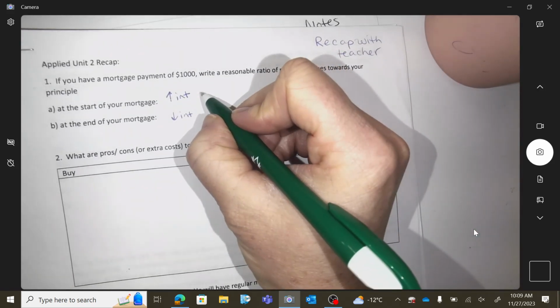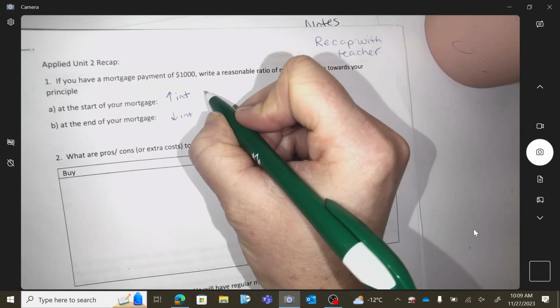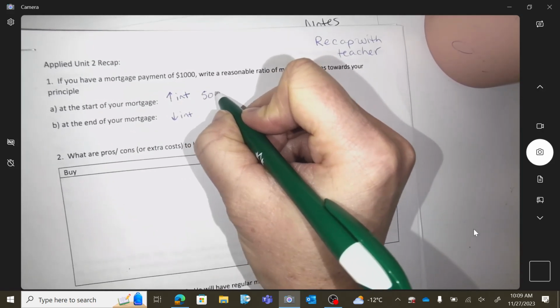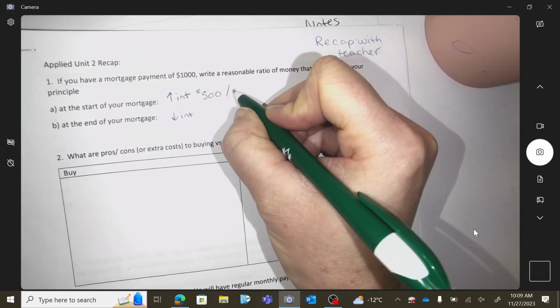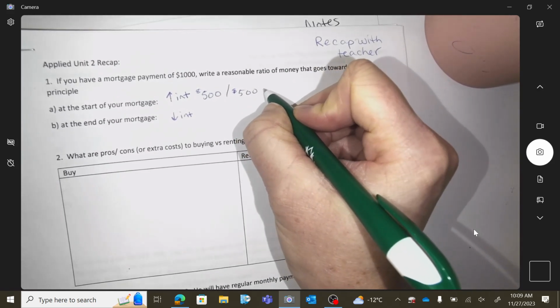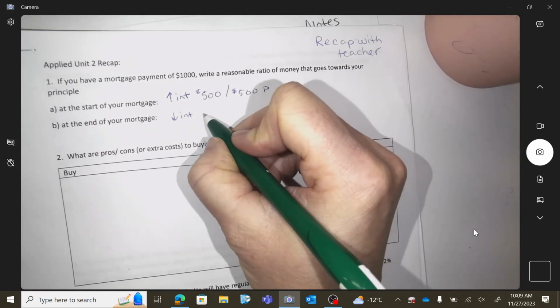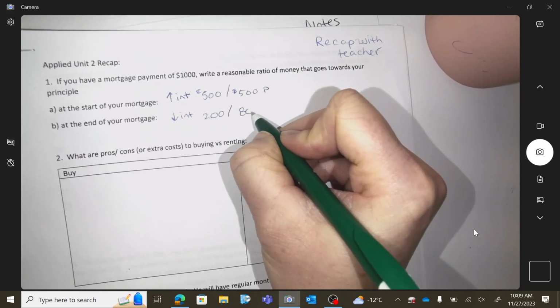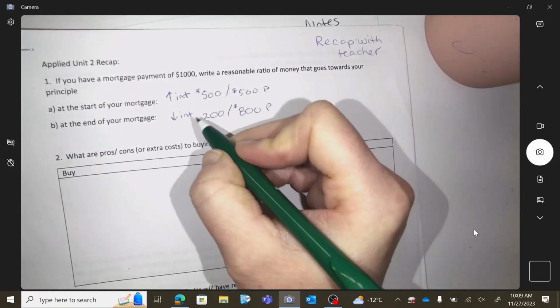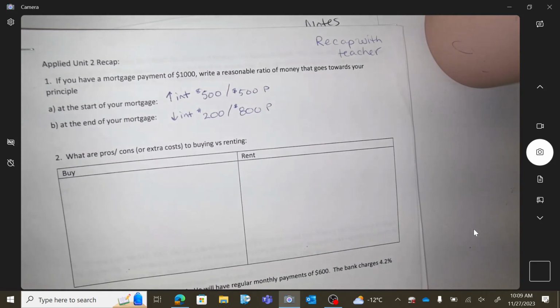Okay, so we could be like 500 interest, 500 principal. Kind of by the end, maybe out of your $1,000, only 200 is going to the bank and 800 is going onto your principal. Okay.